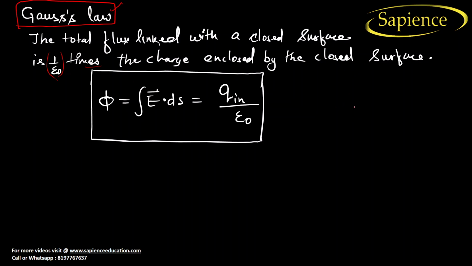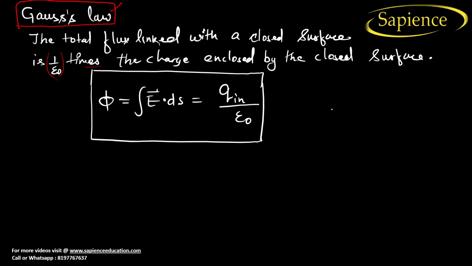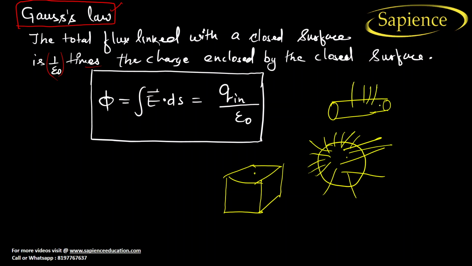What do you mean by this? See, if you consider any closed surface, it may be this, it may be this, it may be this. Okay. So as per this, you know that if there is a charge, there will be an electric field, and if an electric field line is passing through the surface, it means that there is a flux present on it, right? See, in this way there is a presence of flux. On every surface there will be a presence of flux because electric field lines pass through it.